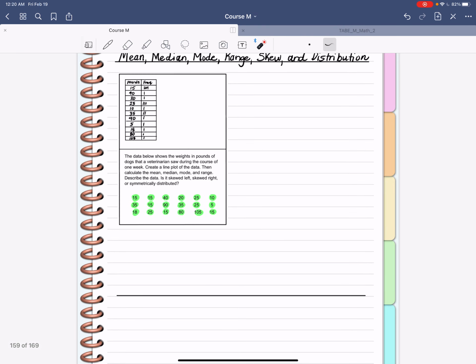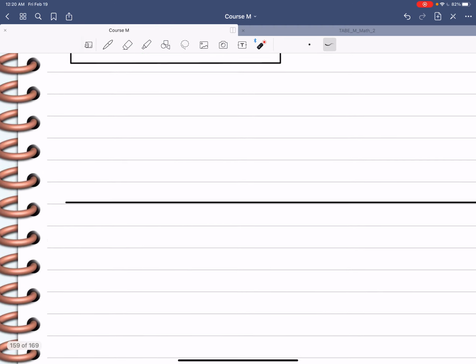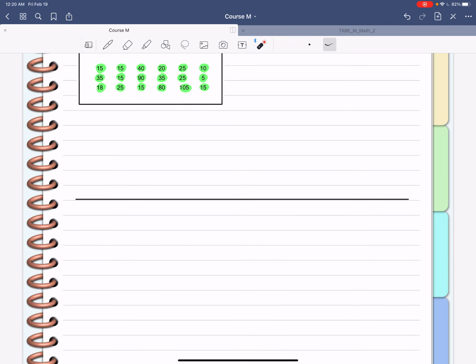And I need to count my data points. How many different pounds were there? Well, there's 1, 2, 3, 4, 5, 6, 7, 8, 9, 10, 11. So this line is going to need 11 of those markers. I'm going to put one right in the middle, and then I'm going to come either side, sort of counting backwards. There's 5, 6, 7, 8, 9, 10, 11.